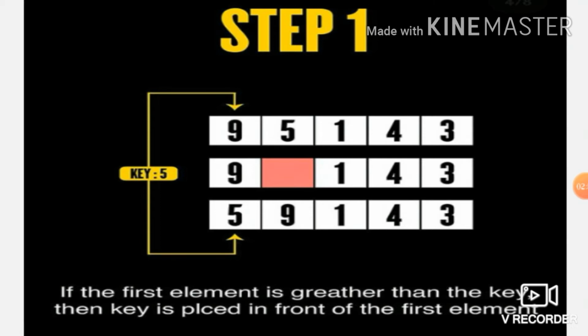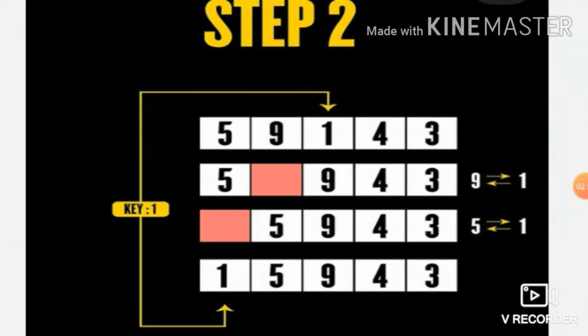Next, step 2. We already swapped 5, 9. Here is the array 5, 9, 1, 4, 3. Here 1 is taken as pivot, which is the key. First 1 compares with 9, where 9 is greater than 1. So 9 got swapped and 1 remains there only. Then it compares with 5, where 5 is greater than 1. So 5 got swapped, 1 remains there only, and it checks whether any element is preceding 5. There was no element, so the final array is 1, 5, 9, 4, 3.